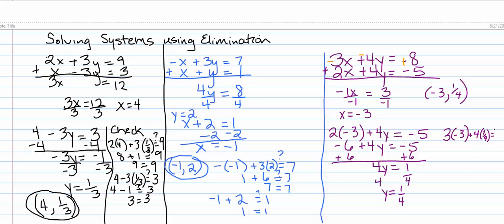3 times -3, that's -9. 1/4 of 4, that's a 1. Does -9 plus 1 equal -8? Sure it does. So it works in the first equation.